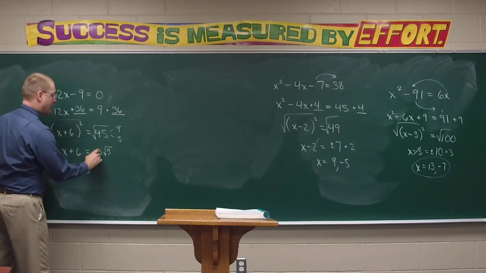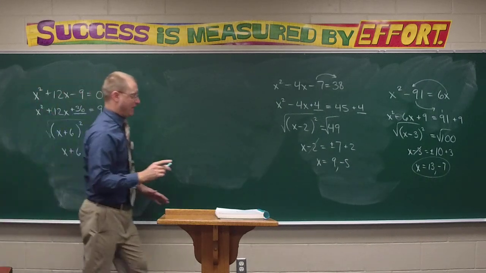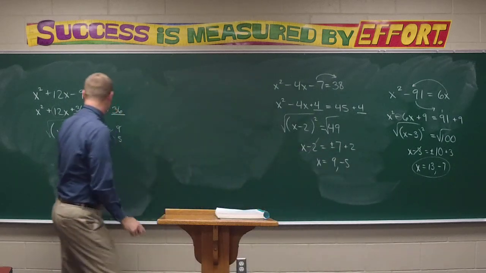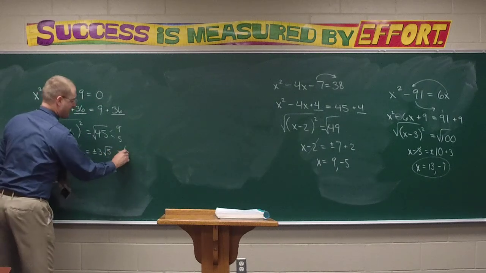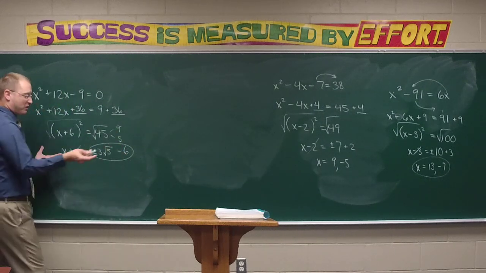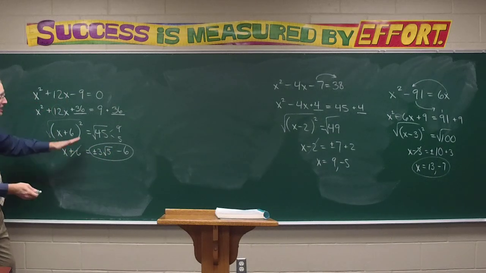Positive, negative. Now, it's really satisfying to add 2 to 7 and get 9, and 2 to negative 7 and get negative 5. It's not as satisfying to subtract 6 from a positive 3 square root of 5 and a negative 3 square root of 5, because you can't do anything. You just leave your answer this way, right? You could get decimal values.